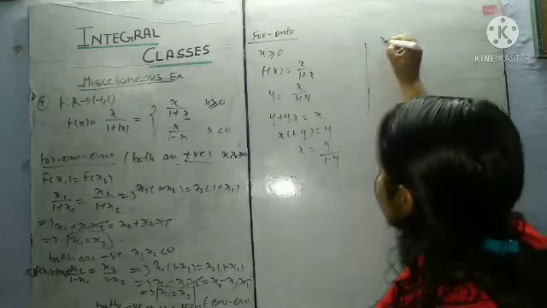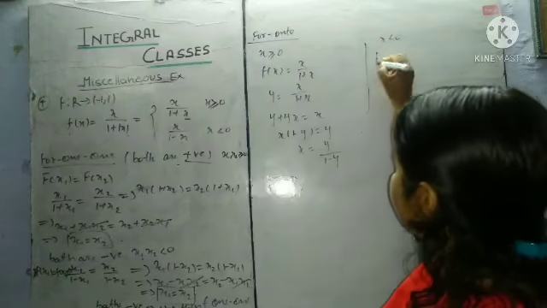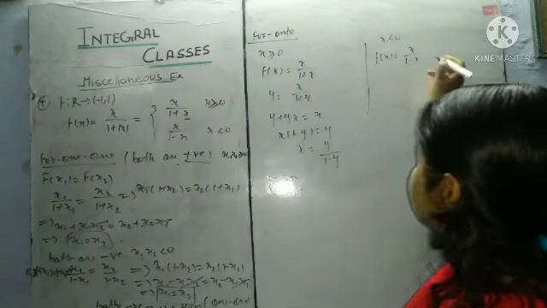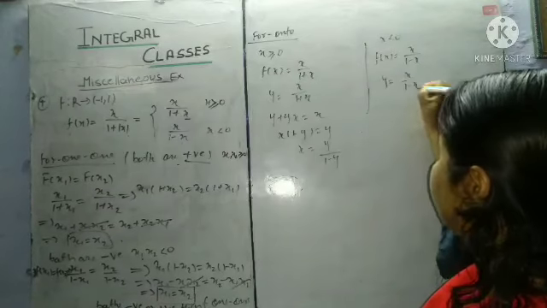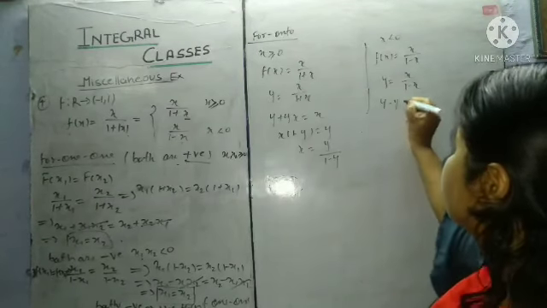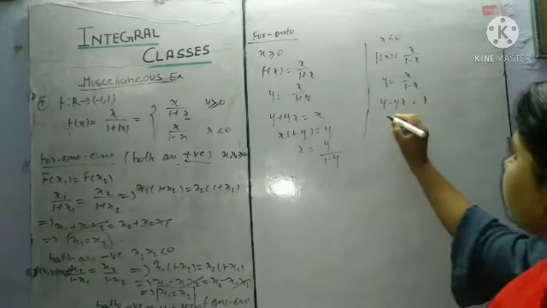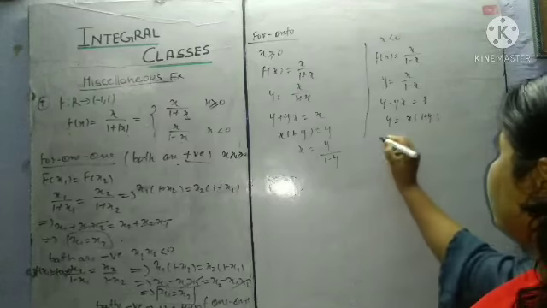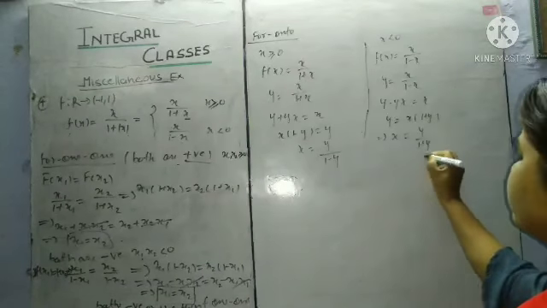Second case, x is negative here. So we will take f(x) = x/(1 - x), f(x) = y, x/(1 - x) = y, y - yx = x, then y = x(1 + y), therefore x = y/(1 + y).